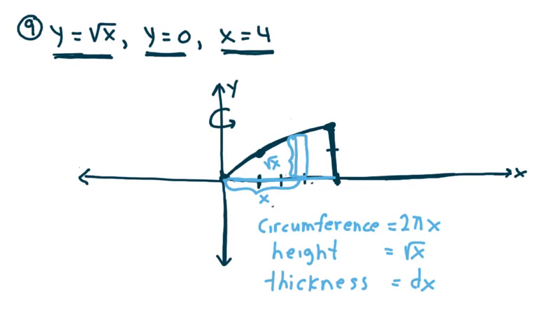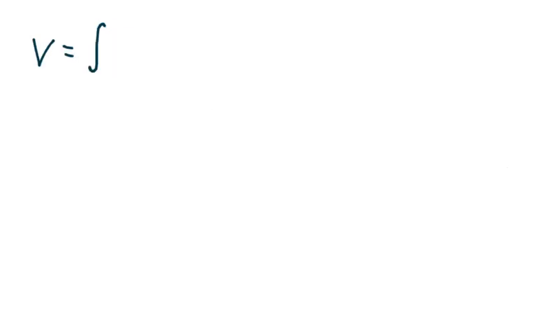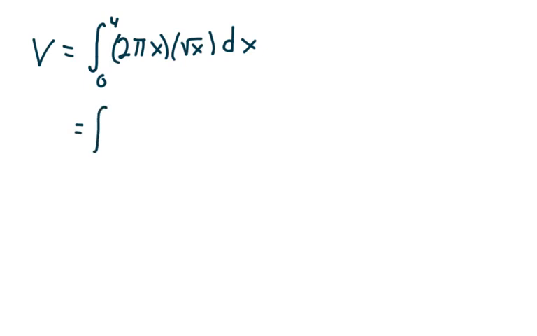And so when we look at the volume, we're going to take the integral from x goes from 0 out to 4. So we're going to go from 0 to 4. We're going to get the circumference, which is 2 pi x. We're going to multiply by the height, and then we're going to multiply by the thickness, which is dx. And then we integrate. So this is the integral from 0 to 4 of 2 pi. Now, x times square root of x is x to the 3 halves. So it's 2 pi x to the 3 halves dx.